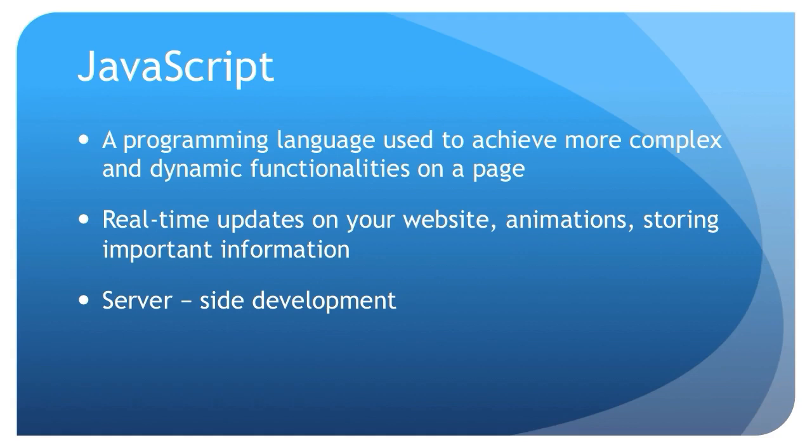HTML is used to put content on your page. CSS is used to style HTML by making it look better. But what is JavaScript? JavaScript is a programming language that is used to achieve more dynamic functionalities on your page. It brings a lot more functionality like real-time updates on your website, animations. You are able to store information that you obtain for your pop-ups, and you can perform more complex functions.